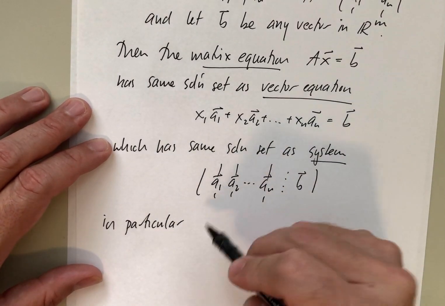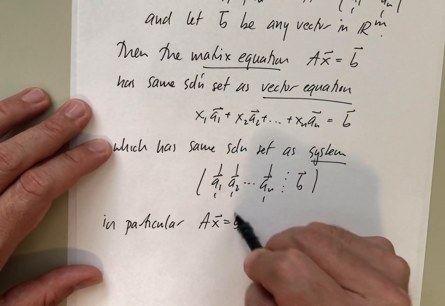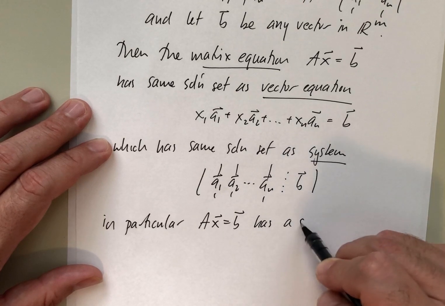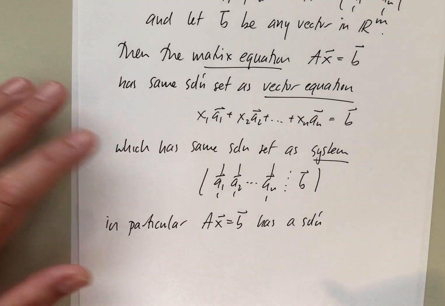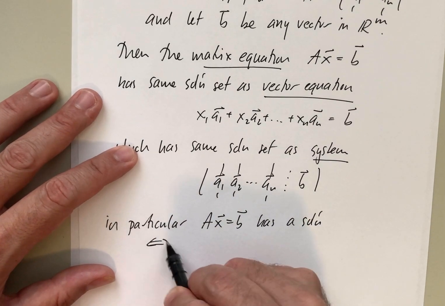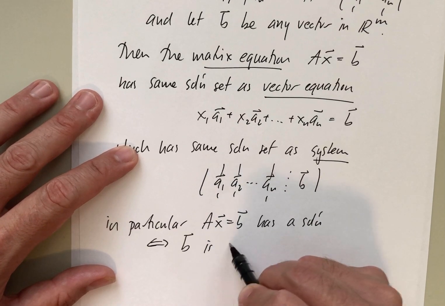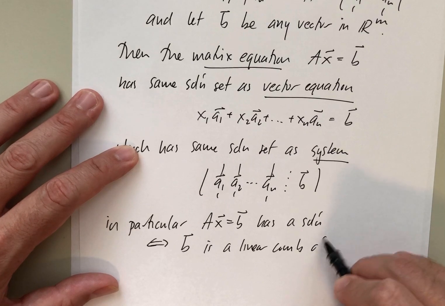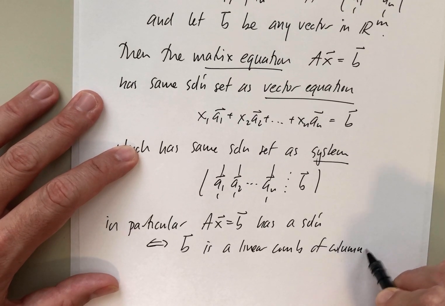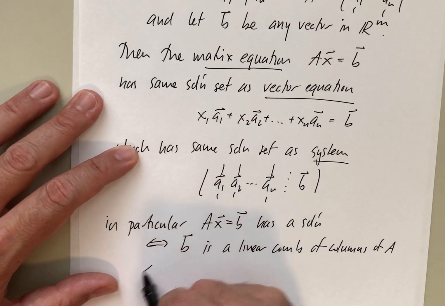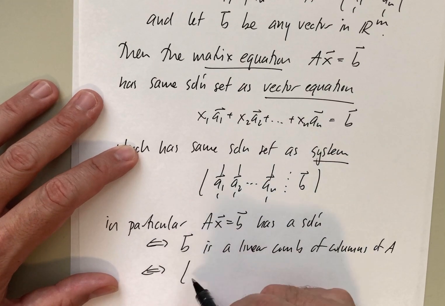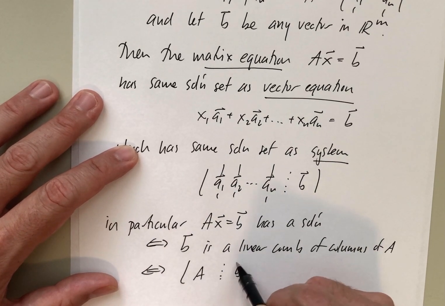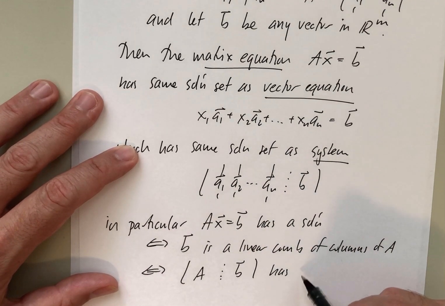So in particular, let me just write this down and I'll finish here. In particular, Ax equals b has a solution. If I only want to know whether it has a solution, this will happen if and only if b is a linear combination of the columns of A, which in turn will be the case if and only if the system [A b] has a solution.